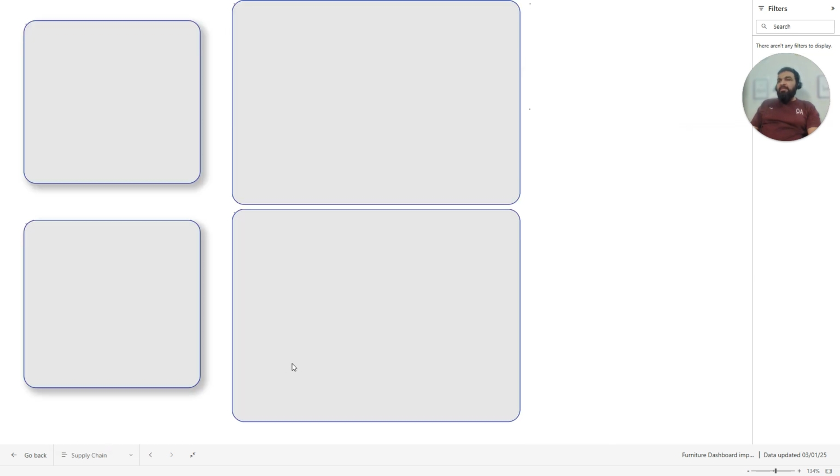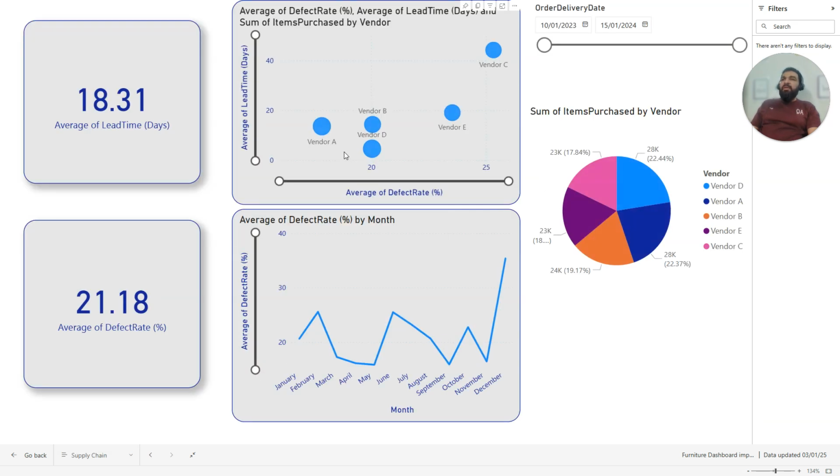Other than that, we could look at supply chain KPIs. For example, here we have vendor wise defects and lead time. The lower the lead time a vendor has, the better working capital cycle we have with them, and the lower defect rate we have, the fewer problems and returns we have from our customers. So for example, here we could straight away see vendor A is relatively better than all of them.